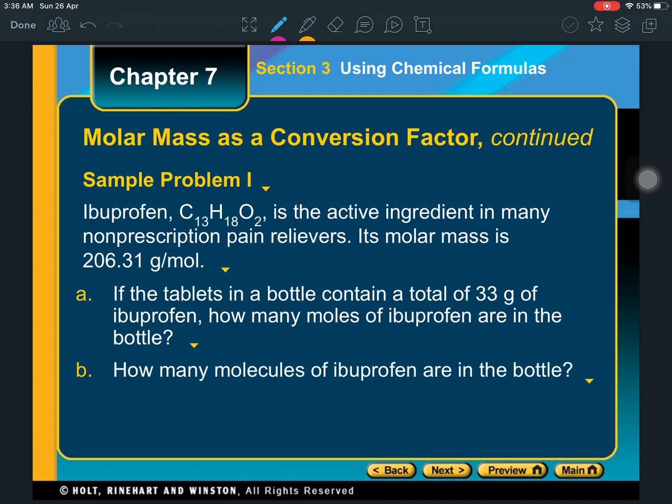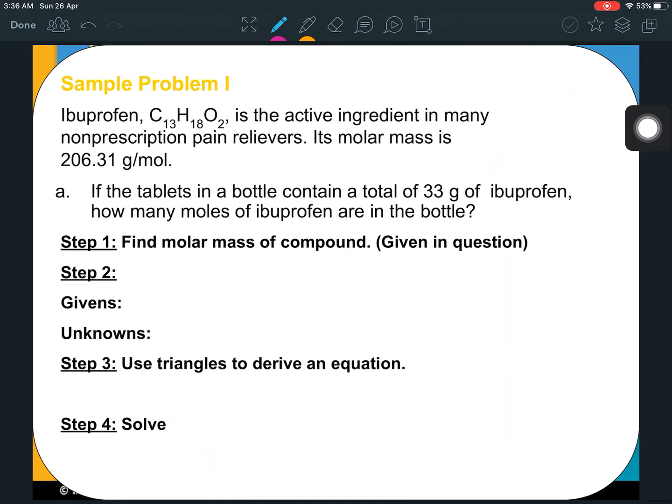So if the tablets in a bottle contain 33 grams of ibuprofen, how many moles of ibuprofen are there? So here we can see that they gave us the mass, we have the molar mass, and they're asking us to find moles. And then they ask how many molecules of ibuprofen are in the bottle. So let's start with part A.